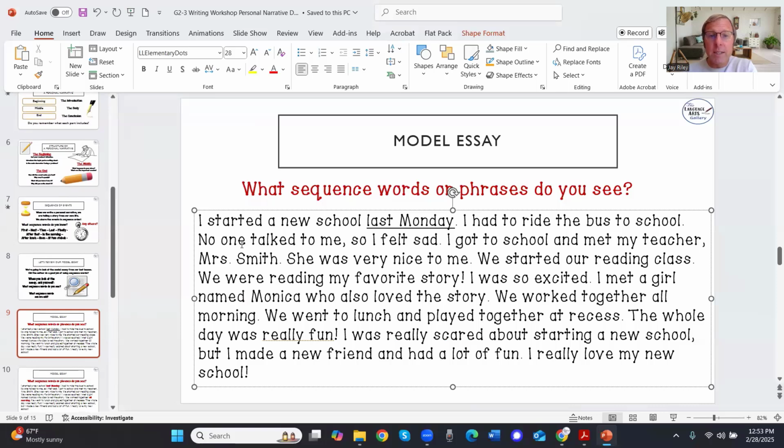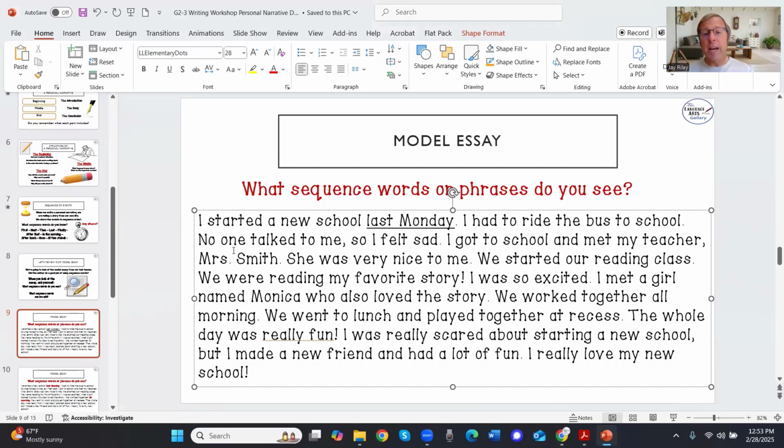We started our reading class. We were reading my favorite story. I was so excited. I met a girl named Monica who also loved the story. We worked together all morning. We went to lunch and played together at recess. The whole day was really fun. I was really scared about starting a new school, but I made a new friend and had a lot of fun. I really love my new school.